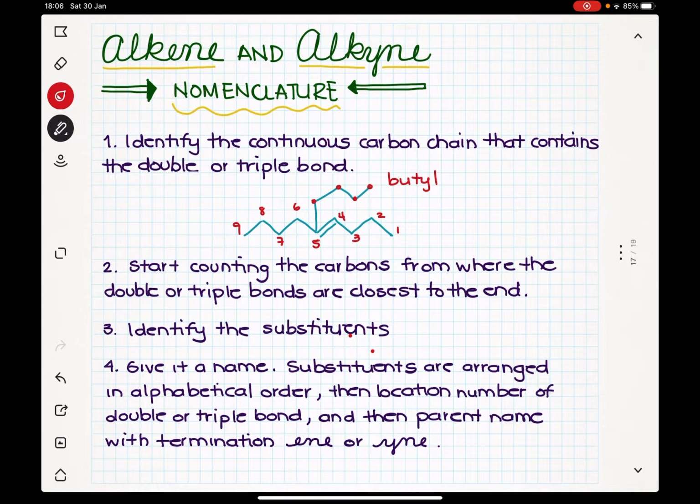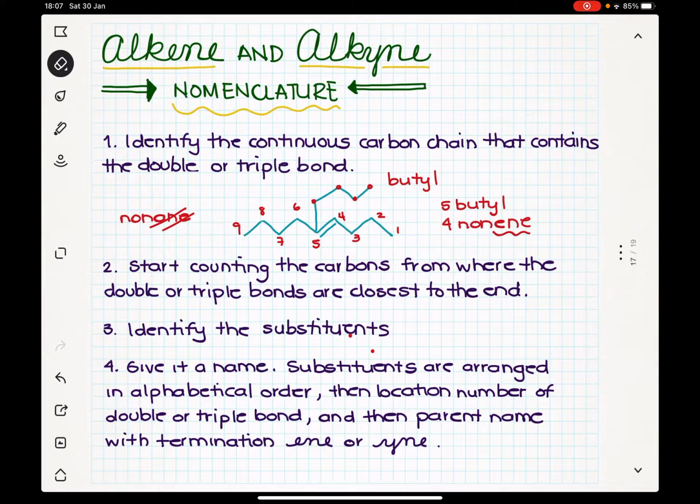Then it says, give it a name. Substituents are arranged in alphabetical order, then the location number of the double or the triple bond, and then the parent name with termination "-ene" or "-yne". We only have one substituent, and it is in carbon 5, so I have 5-butyl. Then I need to say where the double bond is. The double bond is in carbon 4. And then I need to give it the name. I have 9 carbons, so it will be nonane, but because we don't have an alkane, it's going to be nonene, because I have a double bond.